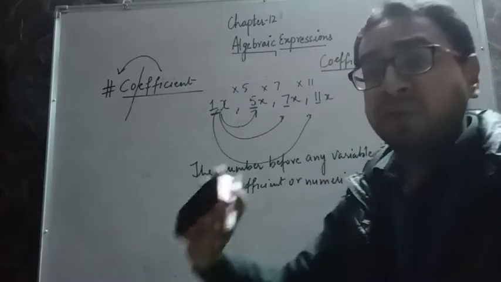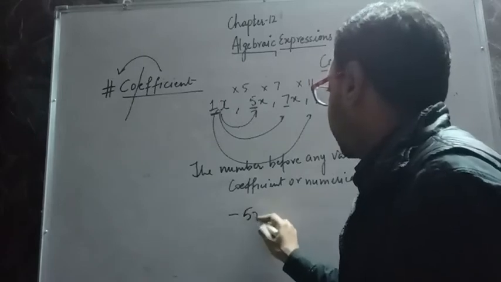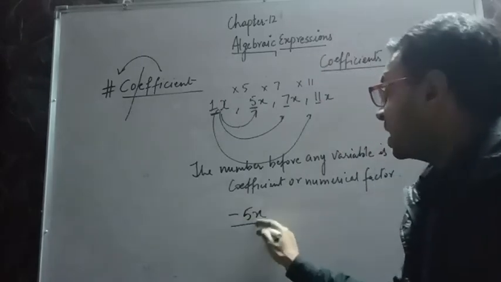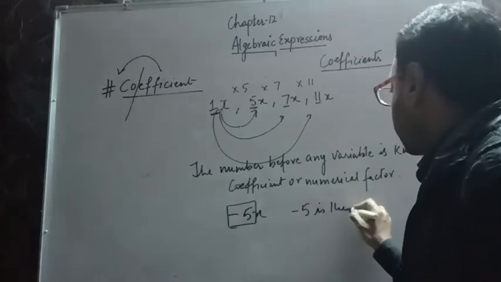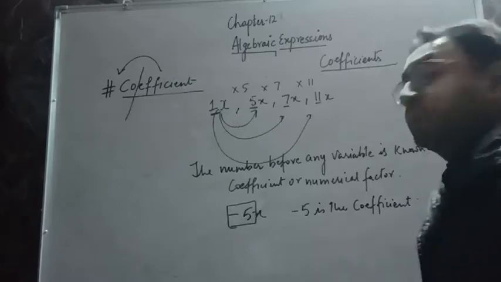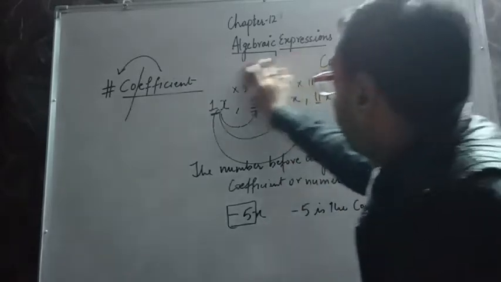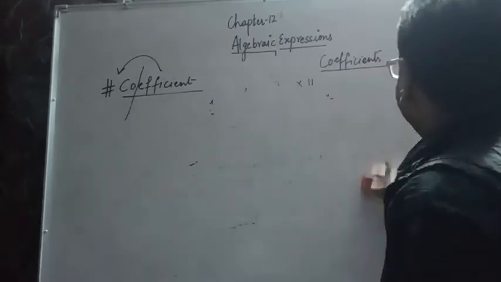Now, clear with the coefficient, any number before the variable. For example, if I write minus 5x, what is the coefficient? Minus 5. Even if the minus sign is there, minus 5 is the coefficient. Any doubt anyone is having with this concept? Clear? So, next, one more concept related to it. Very important concept.